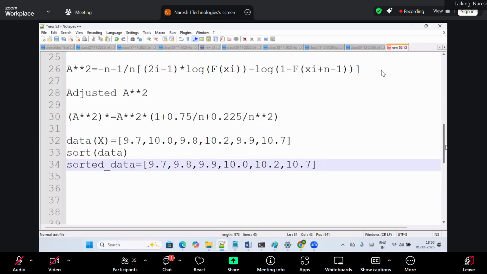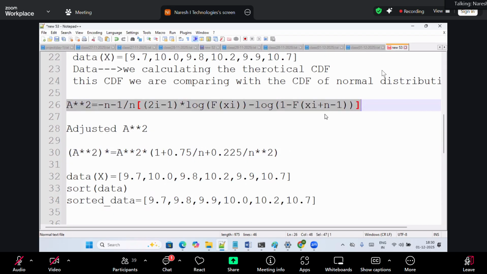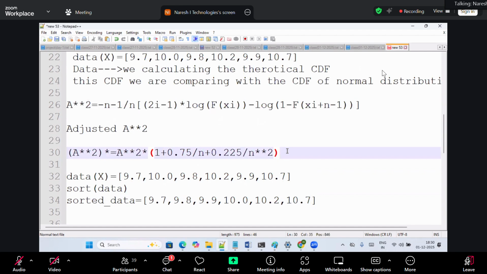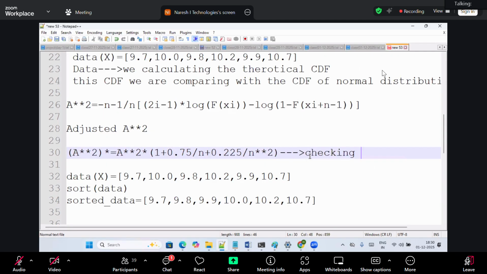Now, what is the next thing you need to do? See, guys, I told you that this is the adjusted A square particularly to check the normality. ये जो आपको निकाल रहे हो ना, this is the general test statistic for the AD test. Correct? But this is also giving you the test statistic value, but this is the adjusted test statistic value, and this is for checking the normality.